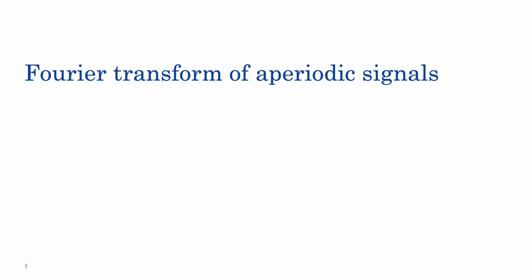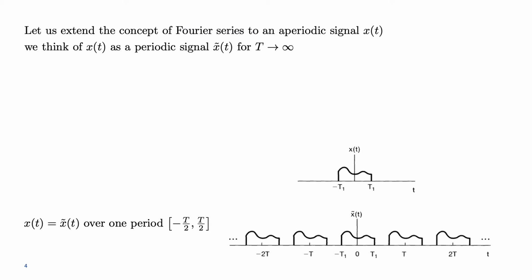In this class, as I said, we will extend the concept of Fourier representation, which we introduced for periodic signals, to signals that do not possess this property, meaning signals that are not periodic. To do that, let us think of a signal x of t as a periodic signal which has a period that goes to infinity. What do I mean by that? Let's look at the figure at the bottom right of this slide. The signal we're interested in is x of t. This signal extends between minus t1 and t1. It has finite duration, finite energy, right?